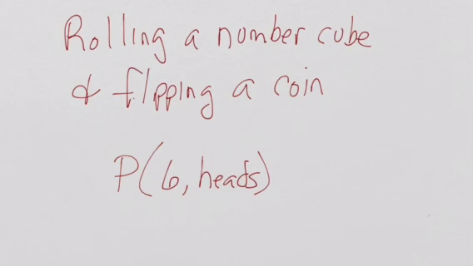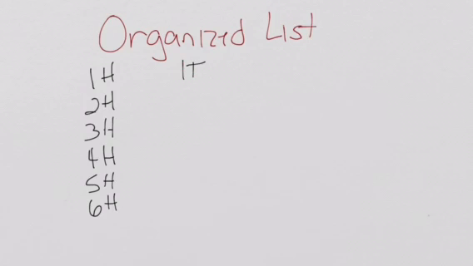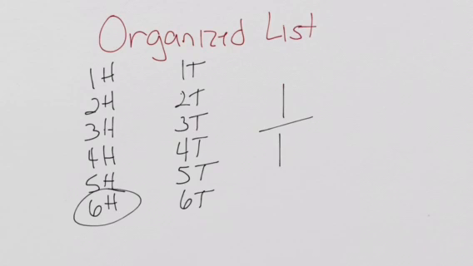What if we roll a number cube and flip a coin? And we want to figure out what's the probability of getting a 6 and heads. Well, our first way is what we call an organized list. So I could get 1 and heads, 2 and heads, 3 and heads, 4 and heads, 5 and heads, 6 and heads. I could get 1 and tails, 2 and tails, 3 and tails, 4 and tails, 5 and tails, 6 and tails. And 1 out of those 12 situations is what I'm looking for.